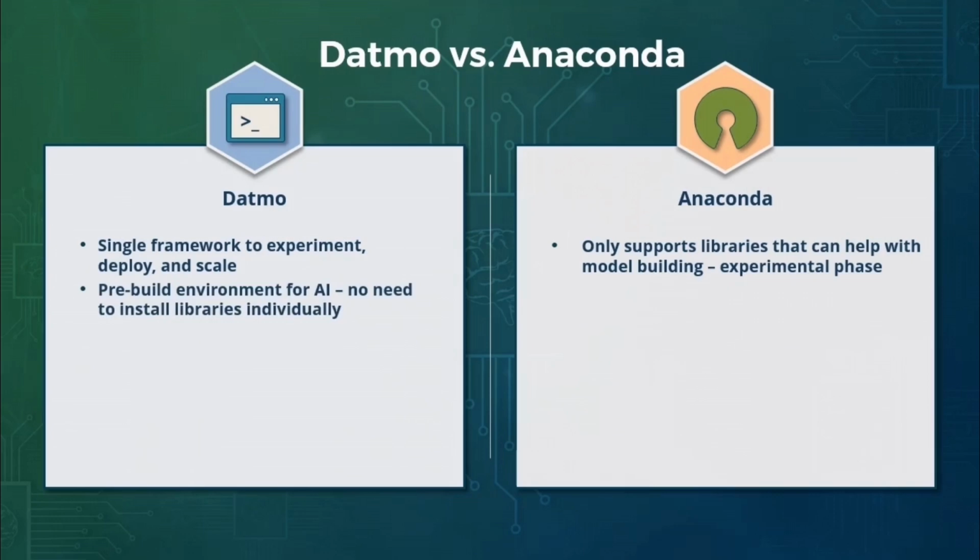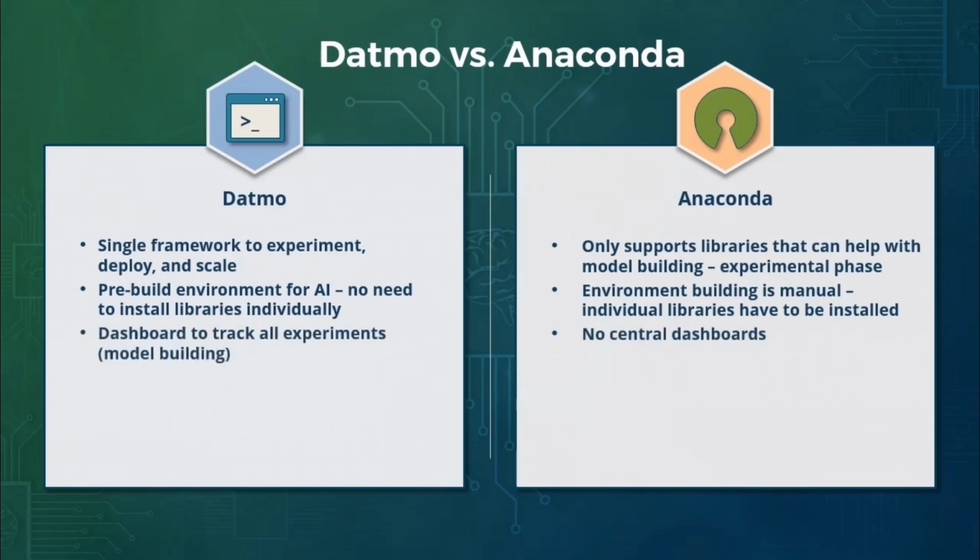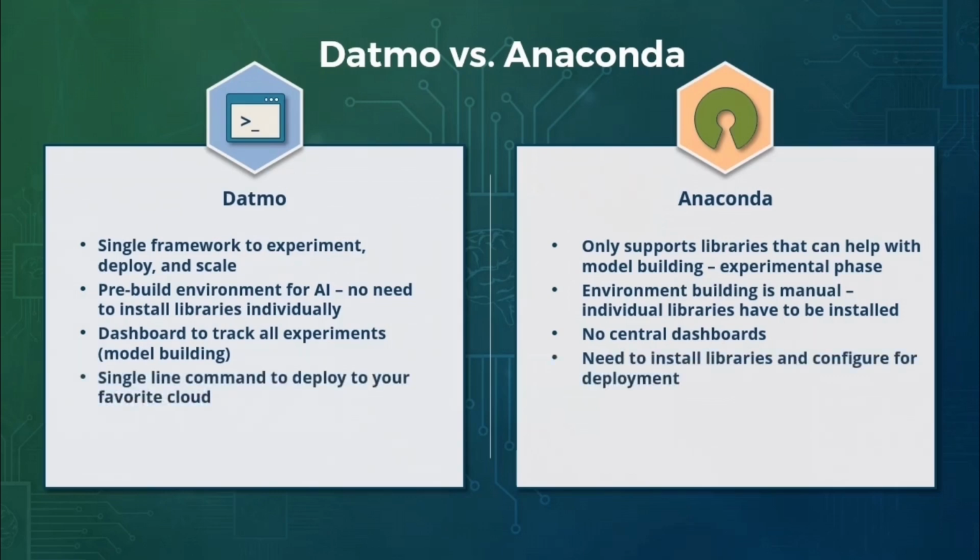Datmo comes with pre-built AI environments along with a centralized dashboard to track different experiments. On the contrary, Anaconda requires the user to set up a virtual environment along with the required packages manually. Also, Anaconda does not support a dashboard to track the several experiments that are often part of any AI project. Deployment is possible on cloud with single line commands in Datmo, which is entirely impossible with Anaconda. Thus, Datmo does not only support deployment but also makes the process user-friendly.